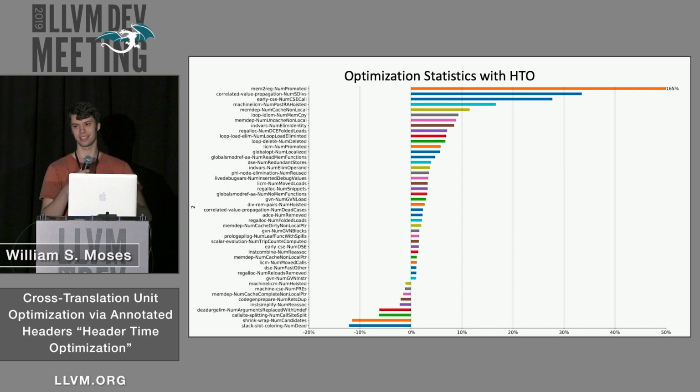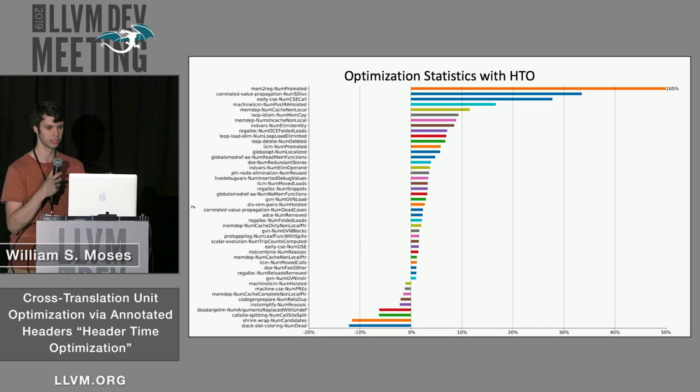Like, headers that actually have the information is great and all, but does this really matter? And the answer is yes.